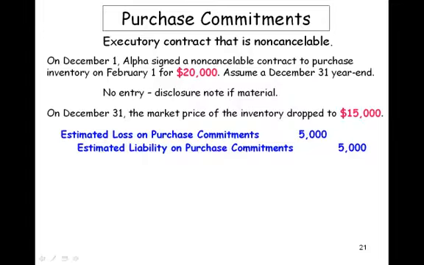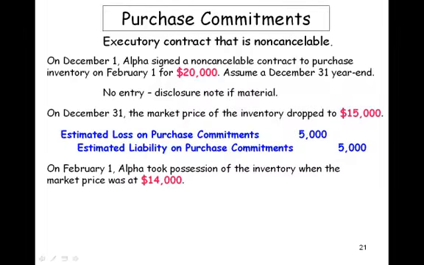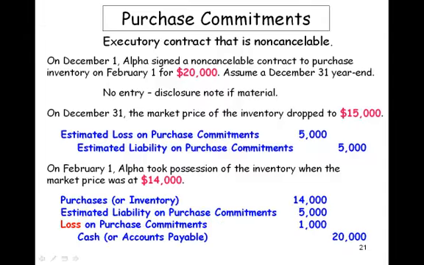This is similar to a write-down of inventory using lower of cost or market, but before the inventory is owned. If the inventory has declined in value another $1,000 to $14,000 by February 1st when the inventory is delivered, an additional loss of $1,000 must be recorded. The purchase is recorded and the liability is recorded as having been satisfied.